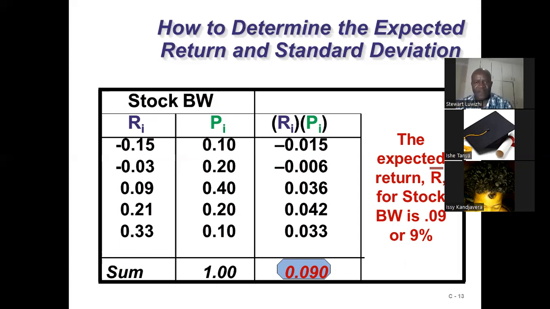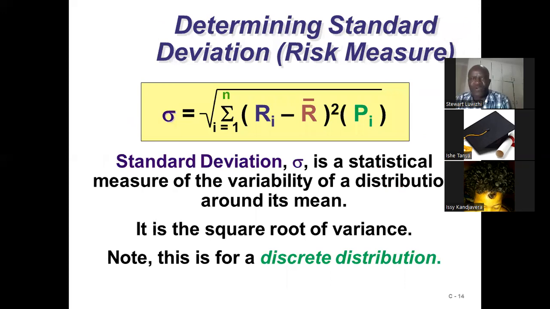Right. Let me proceed to the next slide. Okay. Now, when we are calculating risk, we are calculating the standard deviation. And what is the standard deviation? It's the metric that we use to measure variability. The formula for standard deviation is equal to the square root of the summation of R minus R bar squared, multiplied by probability I. That is how we calculate this.